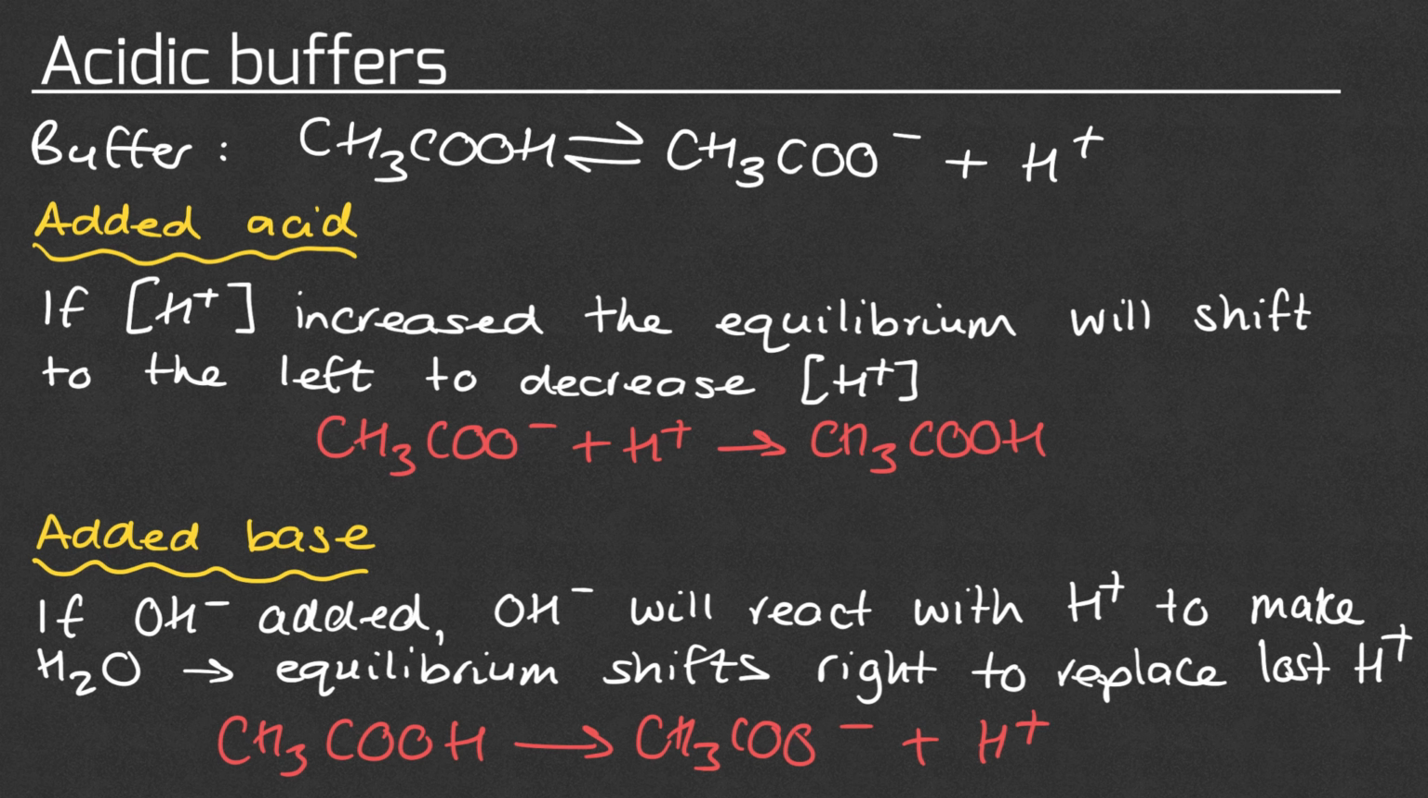If we add base, the hydroxide ions will react with the H+ ions in solution to make water. This is going to reduce the concentration of hydrogen ions in the solution. If we decrease the amount of hydrogen ions in the solution, the equilibrium is going to shift right to replace the lost hydrogen ions, therefore replacing them and keeping the pH constant. It causes this reaction to happen here. So all of the ethanoic acid we've got will now dissociate into the ethanoate ion and the hydrogen ion.